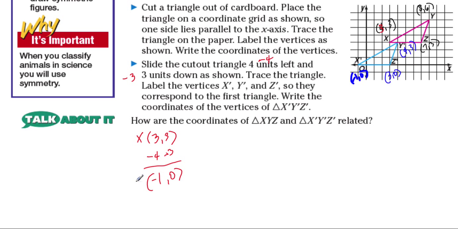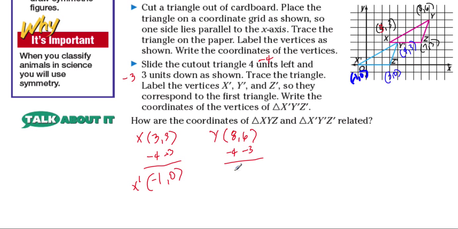So what do you notice? This is our x prime. Now if you look at our point y, which is 8, 6, let me double check that so we won't make a mistake again. 1, 2, 3, 4, 5, 6, 7, 8. 1, 2, 3, 4, 5, 6. Okay, y is good. Then we moved it 4 units to the left and 3 units down.